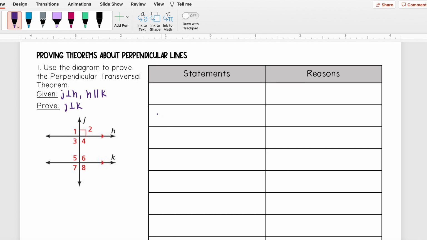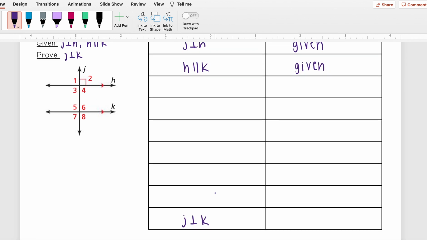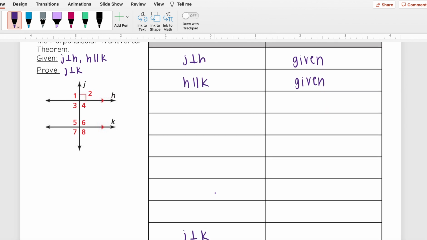So now we can go ahead and start our proof. I'm going to write my given information first. J is perpendicular to H. H is parallel to K. Both of these are given. And then I want to come to the conclusion that J is perpendicular to K. I need to start with what I'm given and think through what I can use with that given information. First, I'm given that J is perpendicular to H.